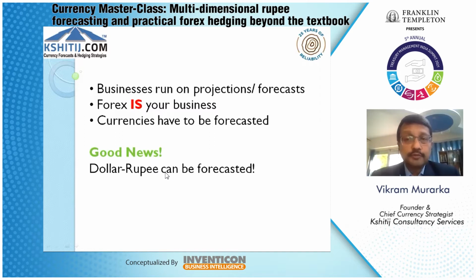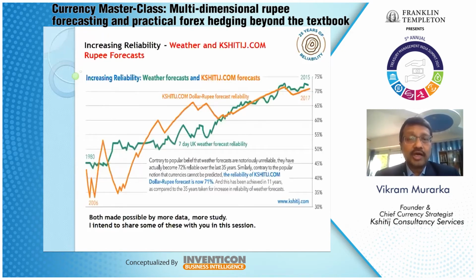I know that this possibly goes against the commonly held notion that currencies, like the weather, cannot be forecasted. But here I'd like to share with you a chart on the reliability of the 7-day UK weather forecast from 1980, when it was 45%, and then it increased to something like 72% by 2015. And our own dollar rupee forecast reliability chart, which was less than 35% in 2006. And from there, it had increased to 72% in 2017. And now we are at around 74%.